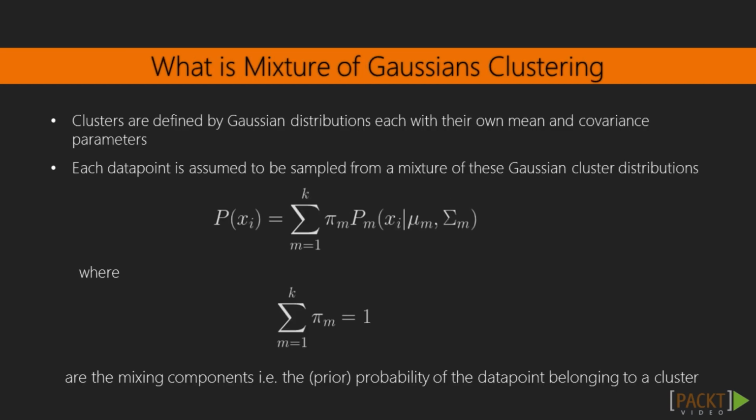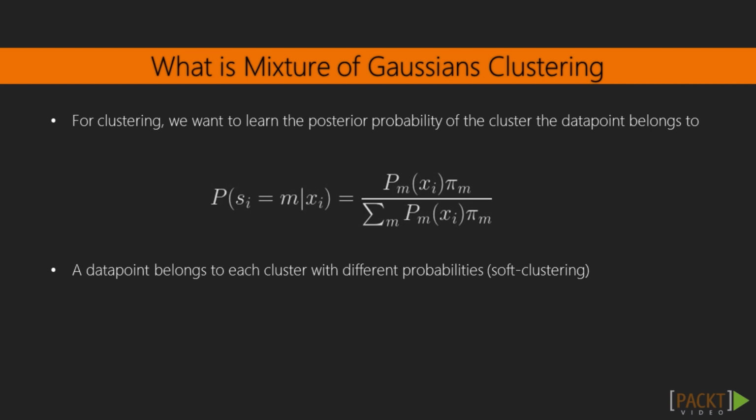From its name, you can tell that the Gaussian distribution plays a large role in mixture of Gaussians clustering. In fact, each cluster is defined by its own multivariate Gaussian distribution, which includes a mean vector and a covariance matrix. It is also assumed that each data point is generated by a mixture of these Gaussian distribution clusters. Therefore, the probability of a data point is equal to the weighted sum of its likelihood in each of the different cluster distributions. The weights, which we denote by pi, are called the mixing components, and they sum to 1. The mixing components can be thought of as the prior probability of any data point belonging to each cluster.